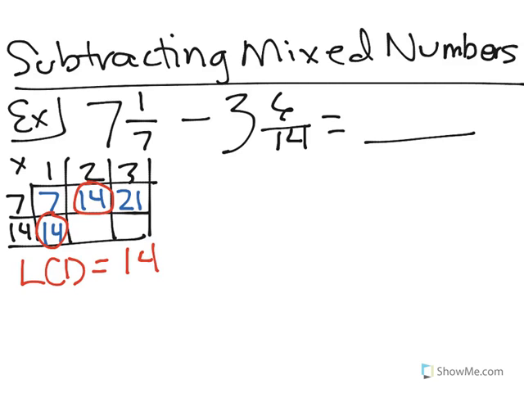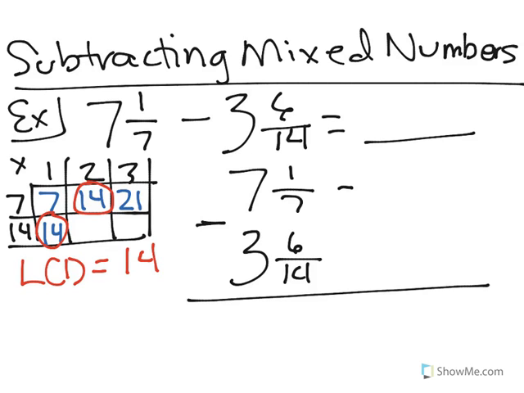So my second step is to make equivalent fractions. So I have 7 and 1/7 plus 3. Oh, no, I made a mistake. It is minus, there we go, minus 3 and 6/14. And I'm going to set them equal to a fraction that has the same whole numbers, but the denominator is going to be 14. So now I just go ahead and make equivalent fractions.